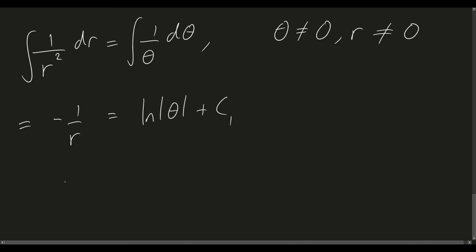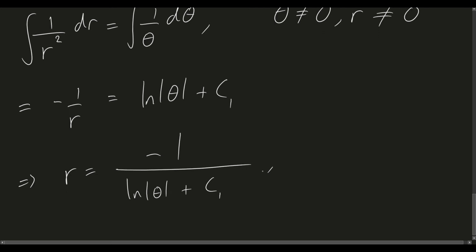Okay, so at this point, all we need to do is just quickly solve for r, which isn't very difficult algebra. All we need to do is just bring the r up to the other side and then bring this side down to the denominator. And so what we see is we'll be left with r equals, I'm going to write negative 1 over the natural logarithm of theta plus this constant term c1.